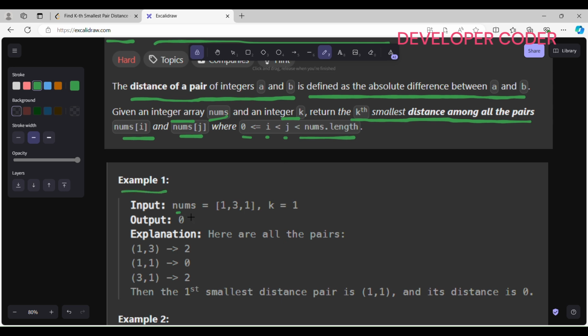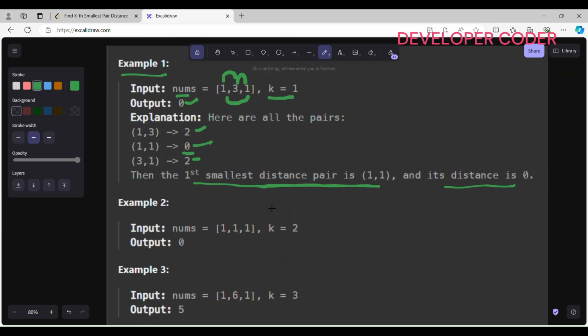This is nums array given to us and k is equal to 1. So we have to find here the first smallest distance. If I take this pair 1 and 3, then the absolute difference between them is 2. If I take this pair 1 and 1, then the absolute difference between them is 0. If I take this pair 3 and 1, then the absolute difference between them is 2. We have to find the first smallest. So first smallest is nothing but this 0, right? First smallest distance pair is 1 1 and its distance is 0. So 0 is my output.